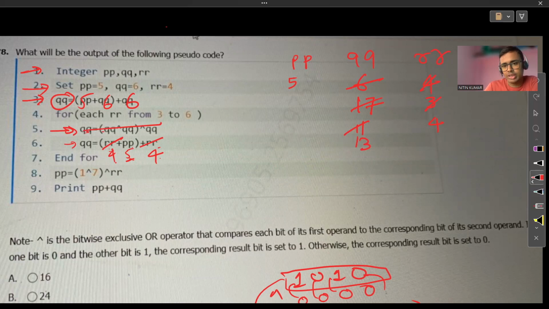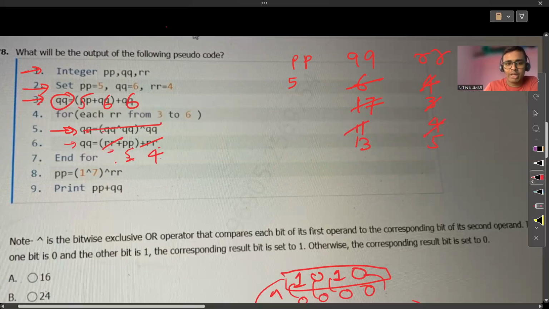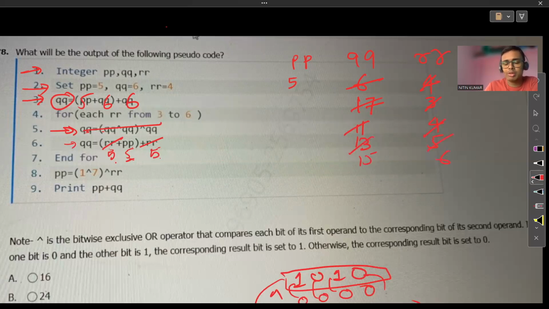Again, we are going to do the same. The value of R will be incremented by 1. So now the new value of R will become 5. Again, we are coming here because it is less than or equal to 6. This line has no significance, but this line has. So now my current value of RR is 5 and this value of RR is also 5. So 5 plus 5 plus 5 will eventually become 15. And now my RR value will become 6.